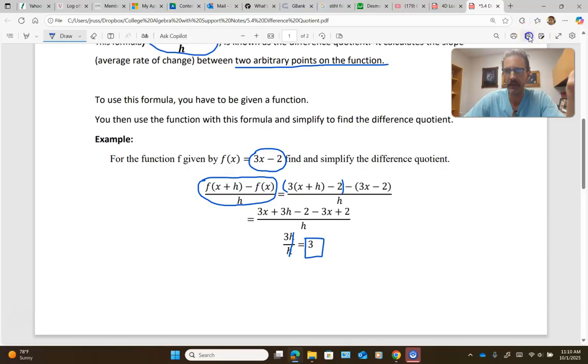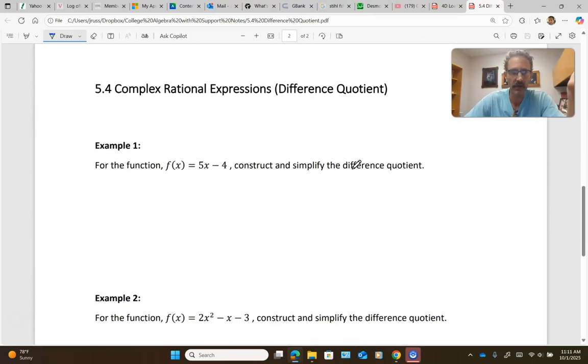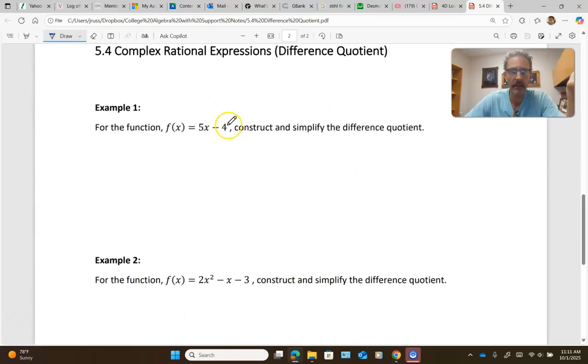So, anyway. The difference quotient for a linear function is just going to be the slope. It's just going to be 3, so you can just look at it and tell. In fact, that's what we're going to see right here with example 1.